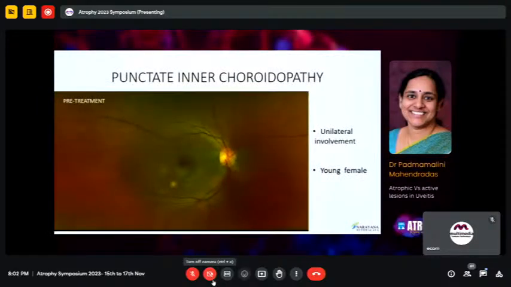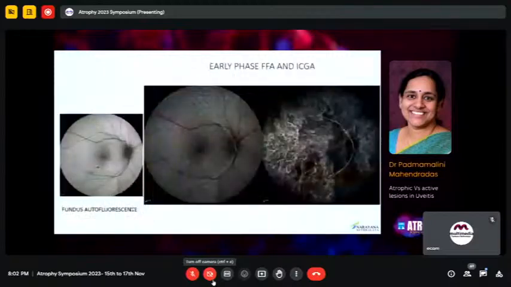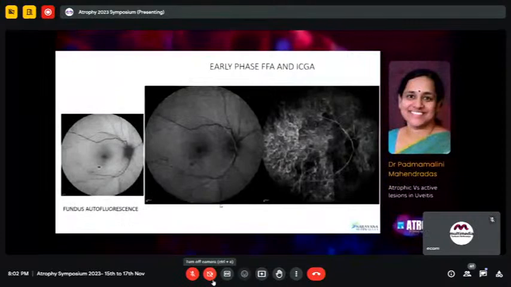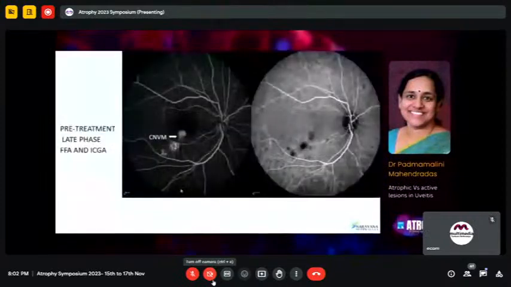Next comes punctate inner choroidopathy. It's classically seen in a female unilateral myope. Whenever you see fundus lesions like this, we suspect punctate inner choroidopathy. FFA and ICG show hypofluorescence with staining of the vessels. FFA shows staining of the chorioretinal scars.